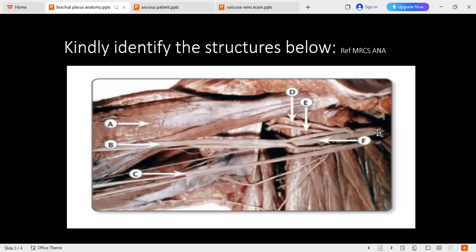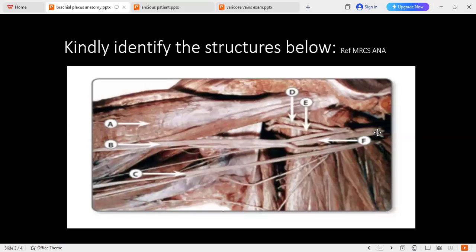Okay, how many branches can you find from the trunks? No branches from the trunks. Okay. Where exactly would you find divisions? Division behind the middle third of the clavicle. And the cords? In relation to the second part of the axillary artery. Please tell me what are the final branches of the cords? Medial, lateral, and the posterior cords.